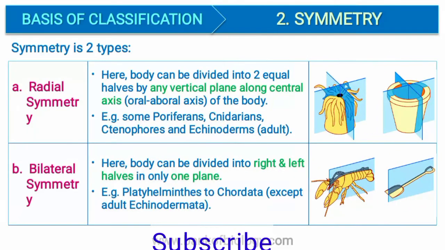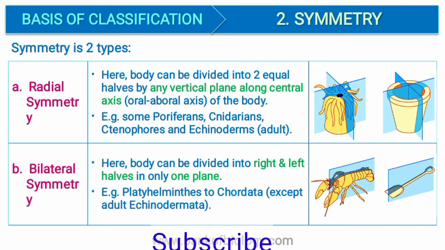On symmetry, we can also divide it with the help of radial symmetry and bilateral symmetry. What is radial symmetry? Here the body can be divided into 2 equal halves by any vertical plane along the central axis, that is, the oral axis. From the oral cavity to the anus, we can divide it into 2 equal halves. Some poriferans, cnidarians, ctenophores, and echinoderm adults possess radial symmetry, whereas the young ones of echinoderms have bilateral symmetry.